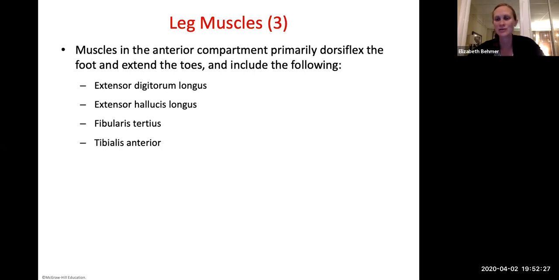When we talk about dorsiflexion, if these are my toes, it would be pulling your toes up to touch your nose. So dorsiflexion, think toes to your nose. Your tibialis anterior is the muscle on the anterior side of your lower leg, and it's the primary dorsiflexor.